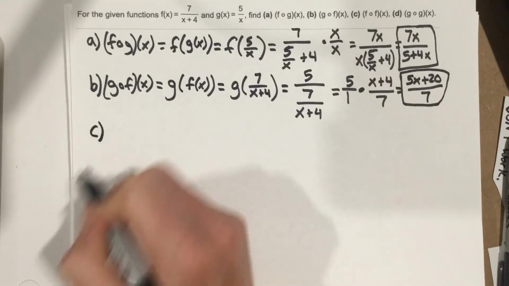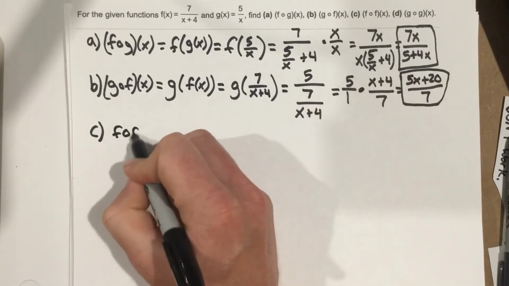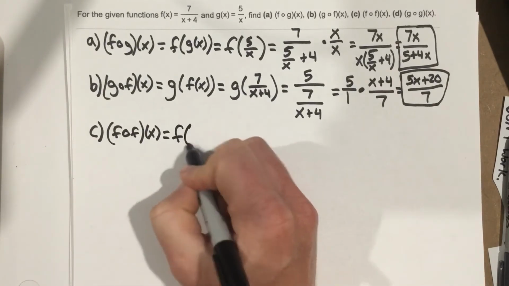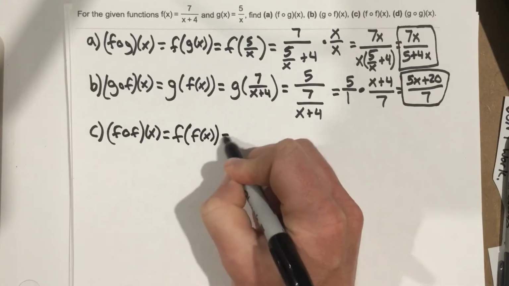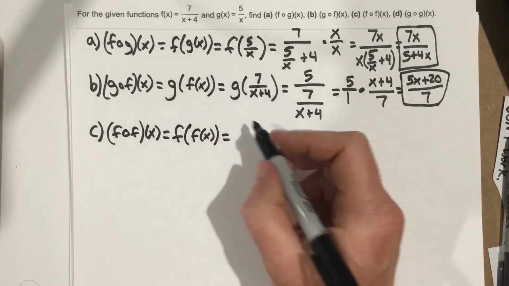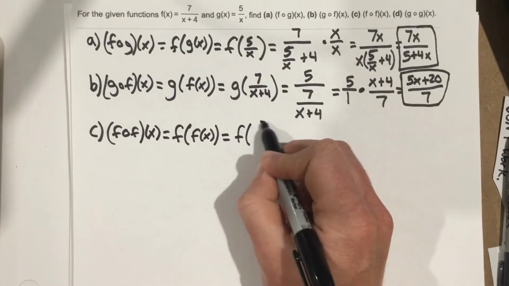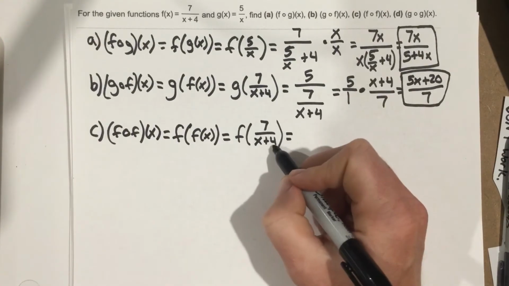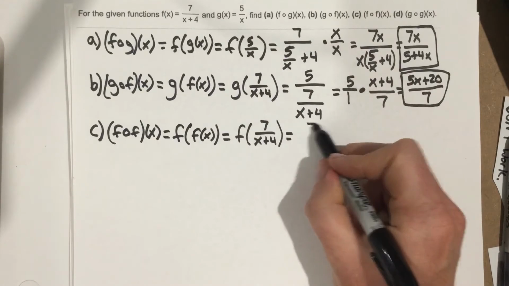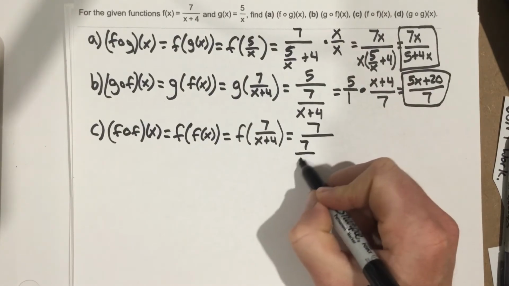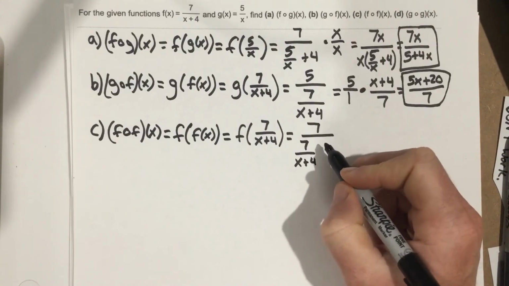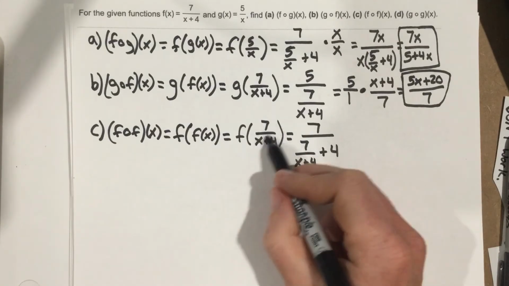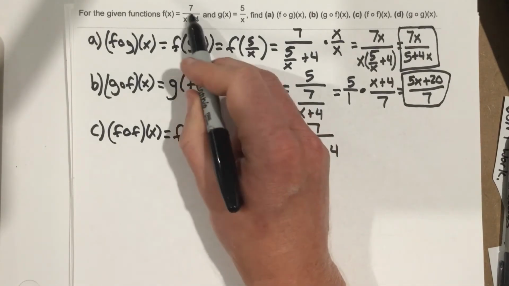Part C, we want to do f of f of x, plugging the f function into itself. So we end up with f of f of x. The f function is 7 over x plus 4, so we end up with f of 7 over x plus 4. Take 7 over x plus 4, we're plugging it into the x part, so we have 7 over 7 over x plus 4, plus 4. Right, so we took the 7 over x plus 4, which was right here, and we put it into the x part of the f function.